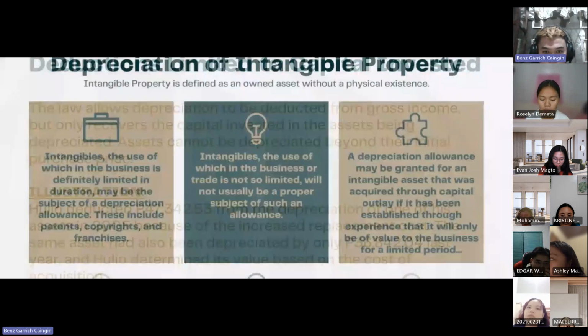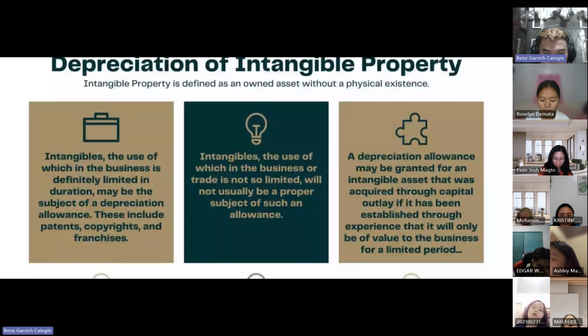Next is the depreciation of intangible property. But first, let us repeat its definition as stated earlier. Intangible property basically means an owned asset without a physical existence. Its depreciation can be determined by the following.